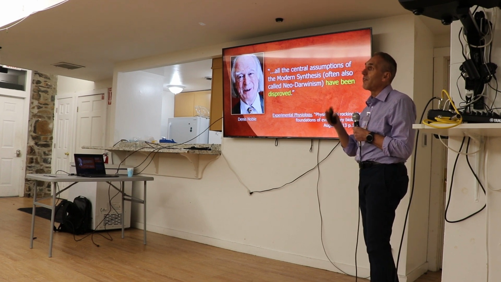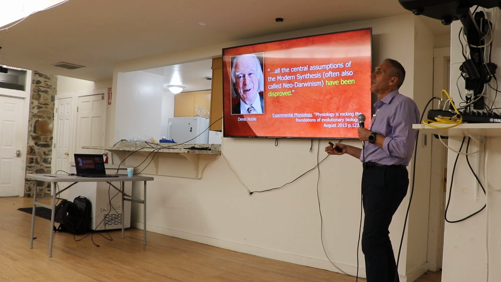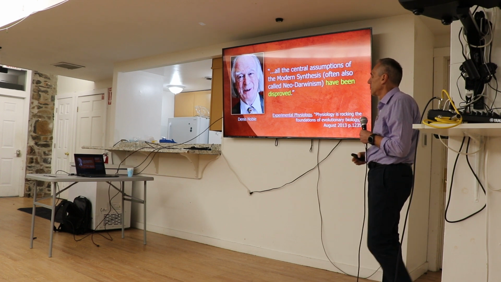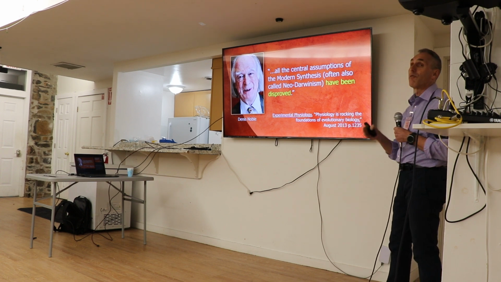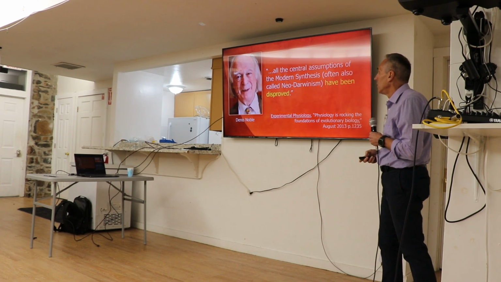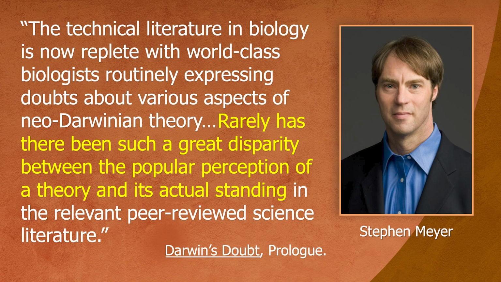He's saying we need to find a method other than neo-Darwinism, other than mutation by natural selection, or natural selection doing mutations, to account for evolution, because all the bases have been disproved. Stephen Meyer, who is a standout in the intelligent design community, says the technical literature in biology is now replete, that is, there's a lot of it, with world-class biologists routinely expressing doubts about various aspects of neo-Darwinian theory.